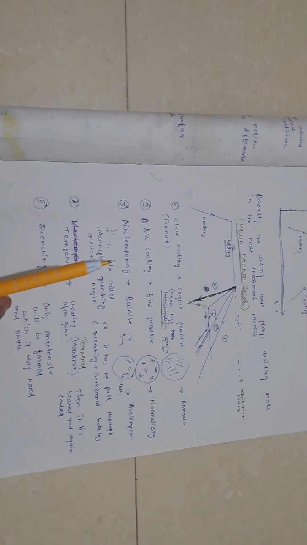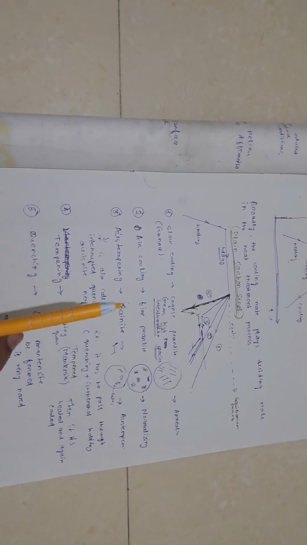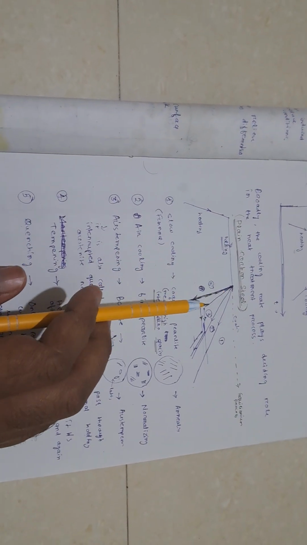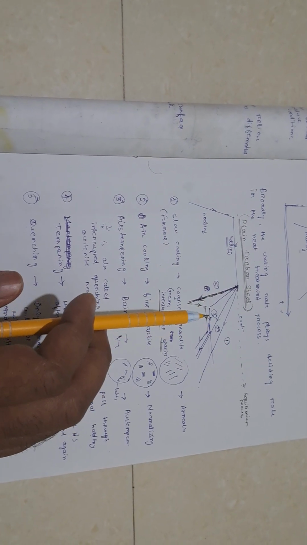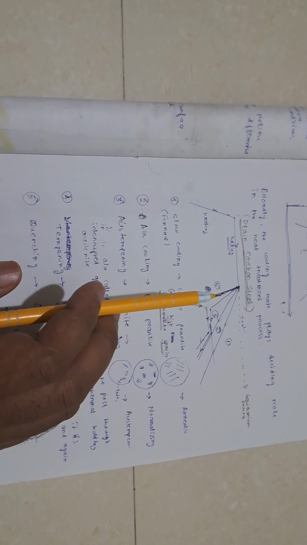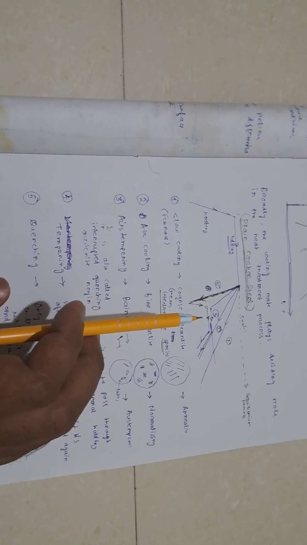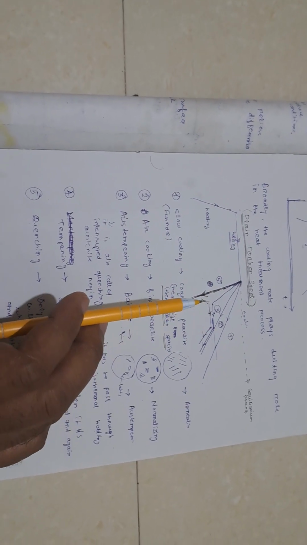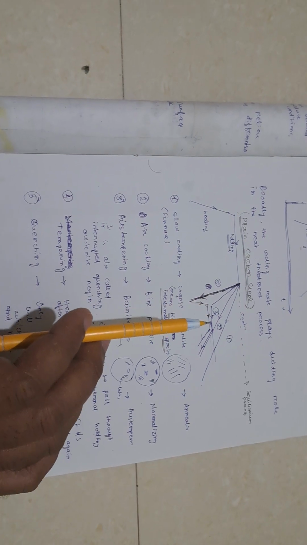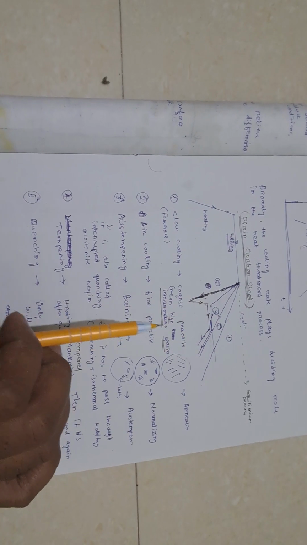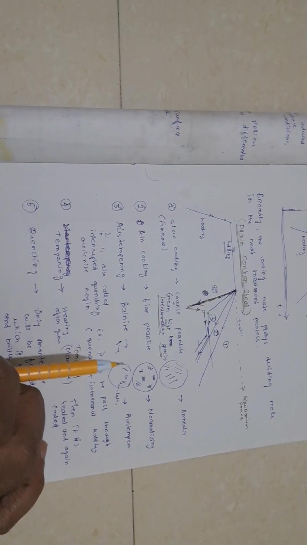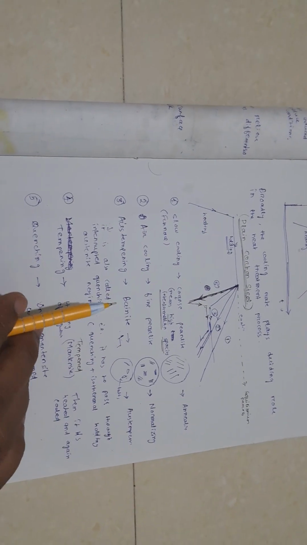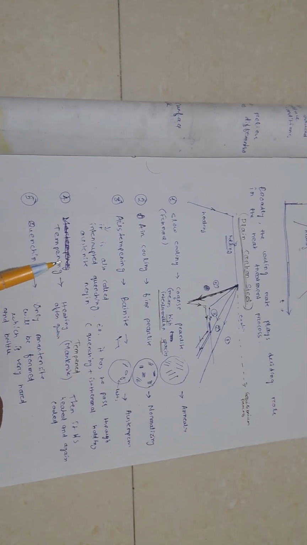Then we have austempering. You can see this is the third case. Here we cool it, then we have to hold it at this particular temperature. Here the austenite will be there, and finally it will be transformed into a completely different microstructure, which is called bainite.